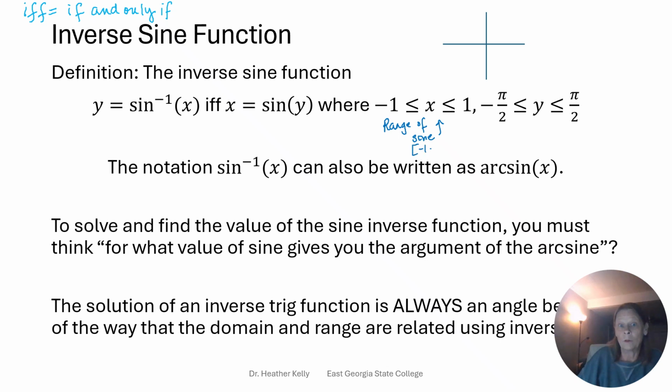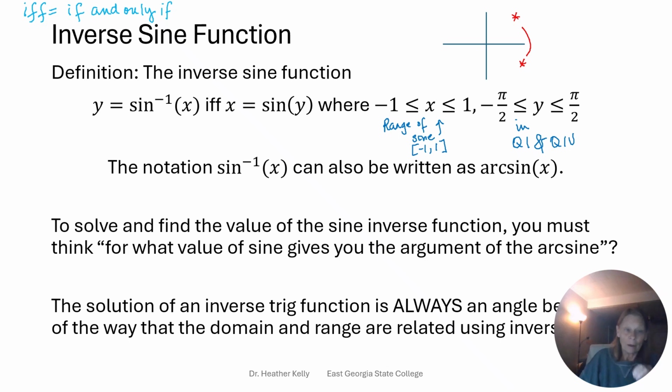That we've learned before. And the range occurs in between -pi/2 and pi/2. In other words, in quadrants 1 and quadrants 4. So all the solutions for the inverse sine function have to be from quadrant 1 and quadrant 4.